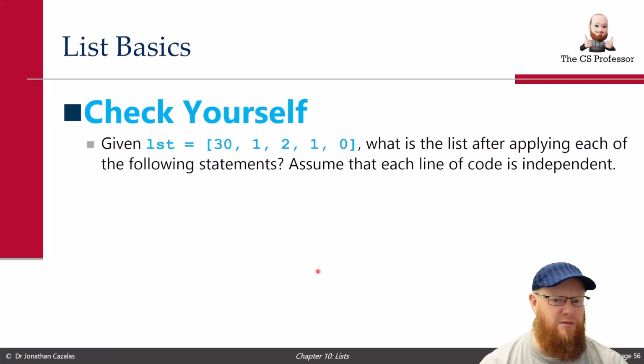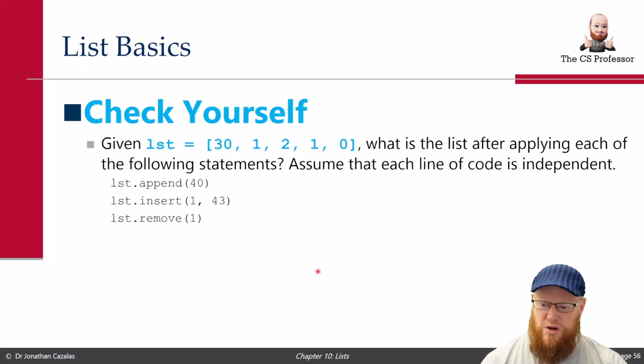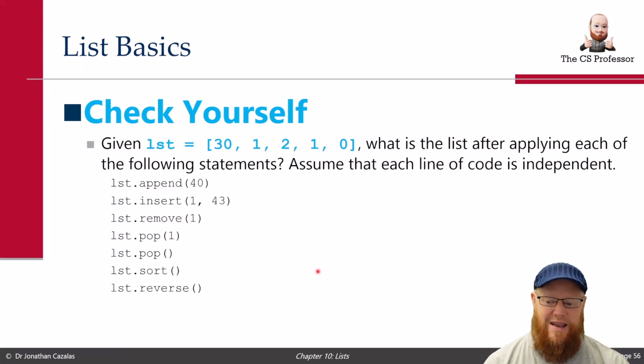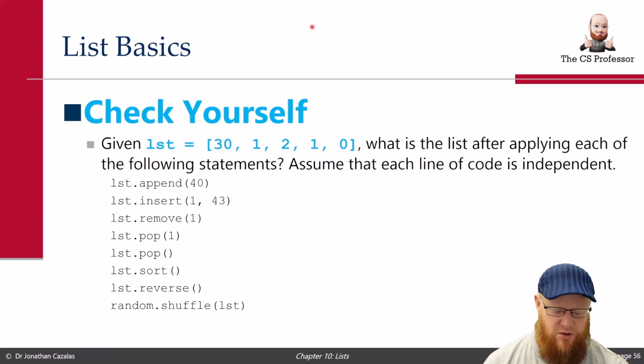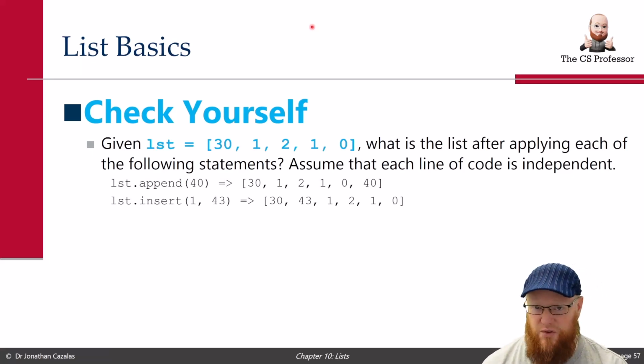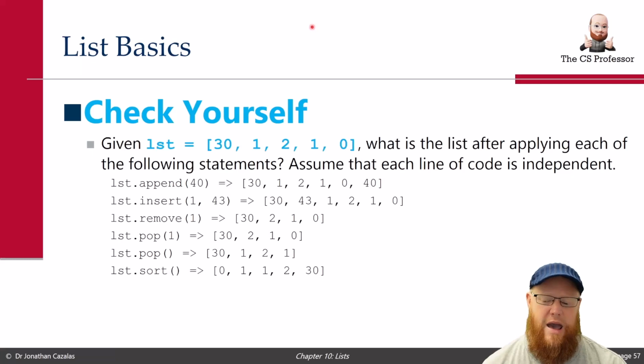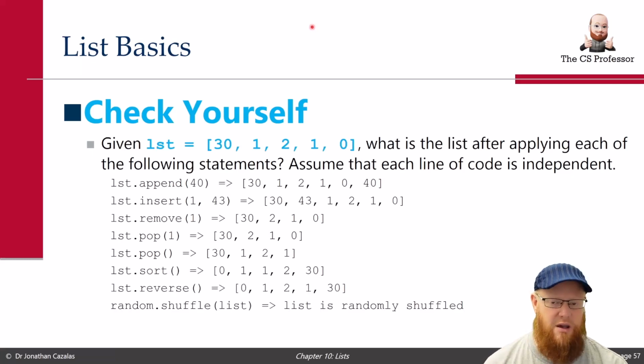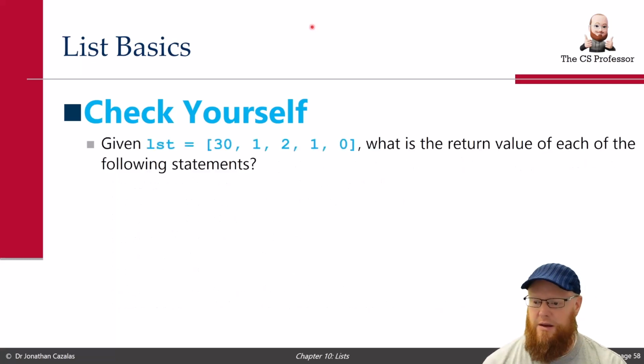So here's a lot of check yourself questions. The question is, what is the list after applying each of the following statements? And each line of code is independent. So for each of those statements, pause the video and try to ask yourself, what would the list be after each of those statements? I'm not going to go through this with an explanation. I'm just going to show you the answers. And if you're ever confused in any way, reach out, ask me why this made sense and why we got that particular answer.